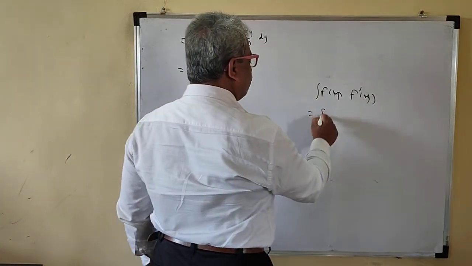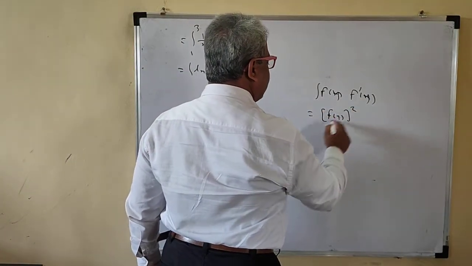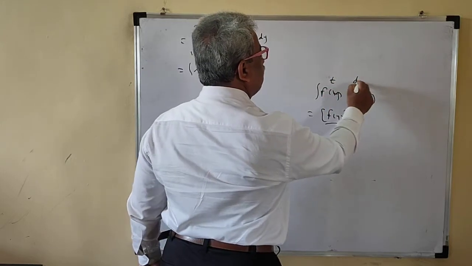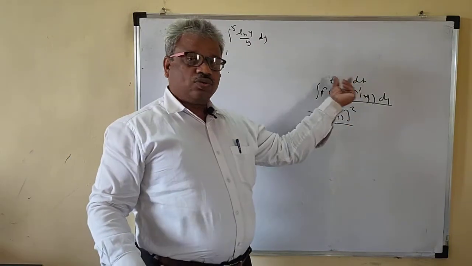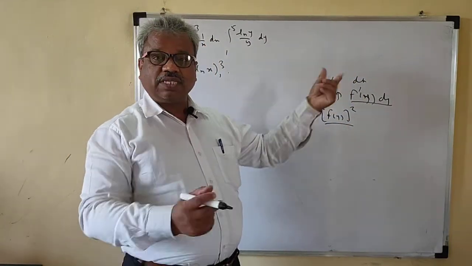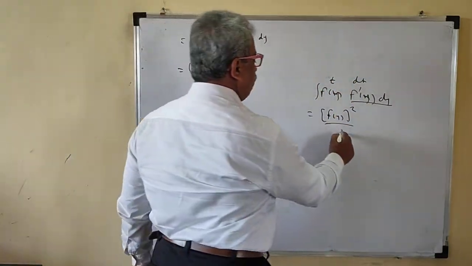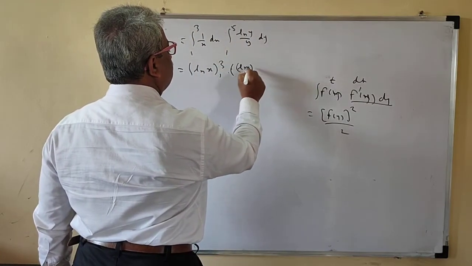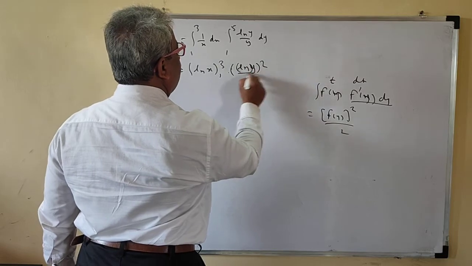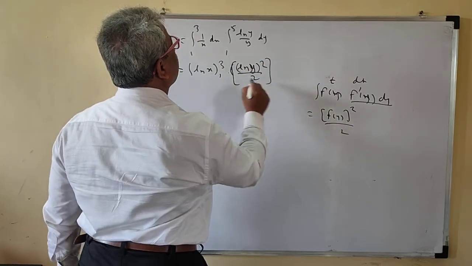And integration of this: ln y will be t, and dy will play the role of dt now. So it is t dt, and the integration is t square upon 2. So this is ln y square upon 2. Okay, ln y square upon 2.